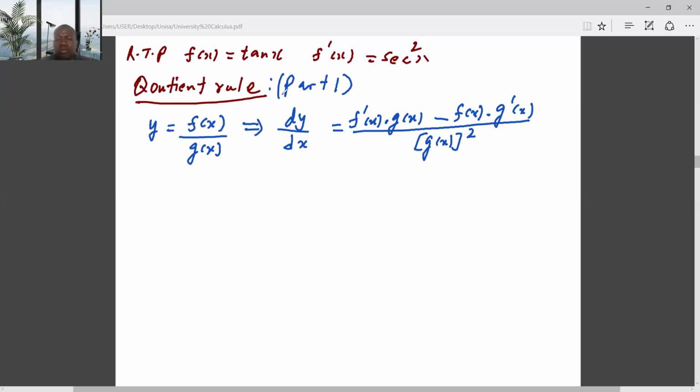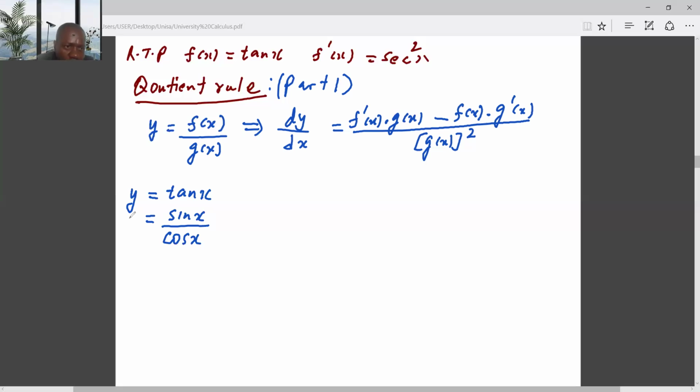So now we want to prove that the derivative of tan is sec squared x. And how are we going to do that? Look at this, guys. We know, number 1, that when we have tan x, according to what we have learned in grade 12, tan is the same as sine over cos. You see that it is in the form of a fraction.